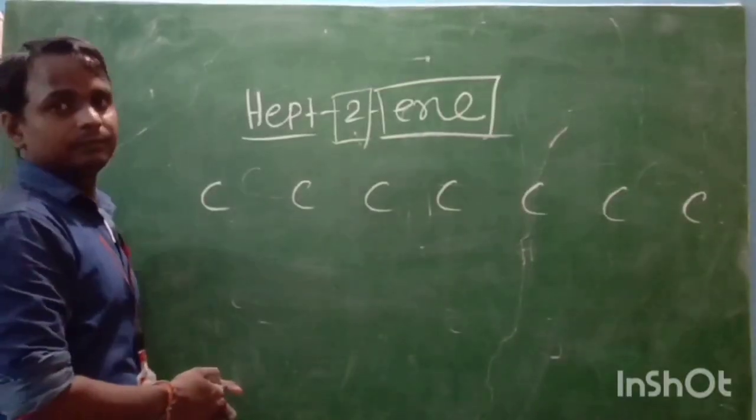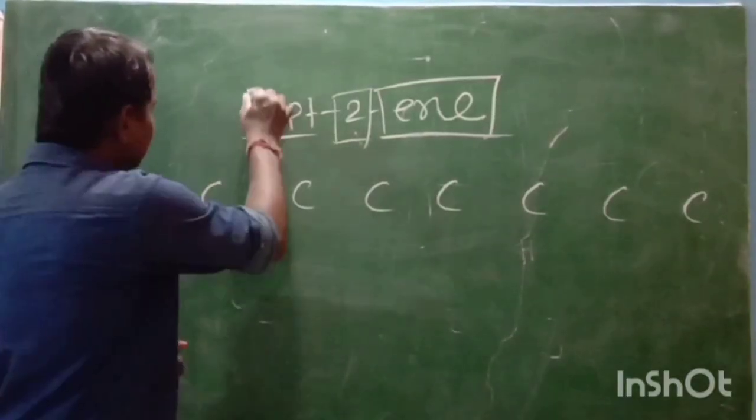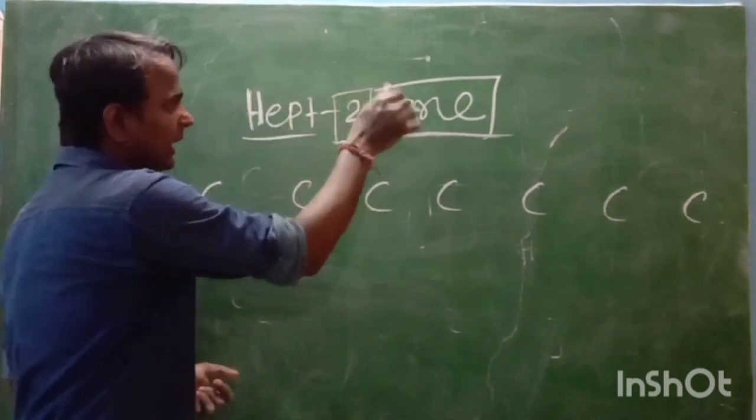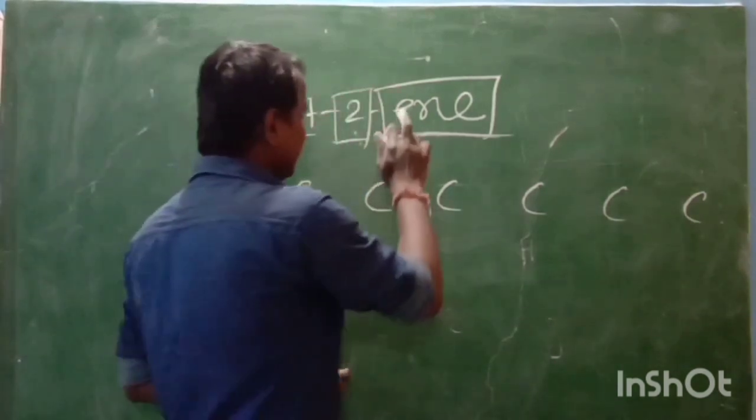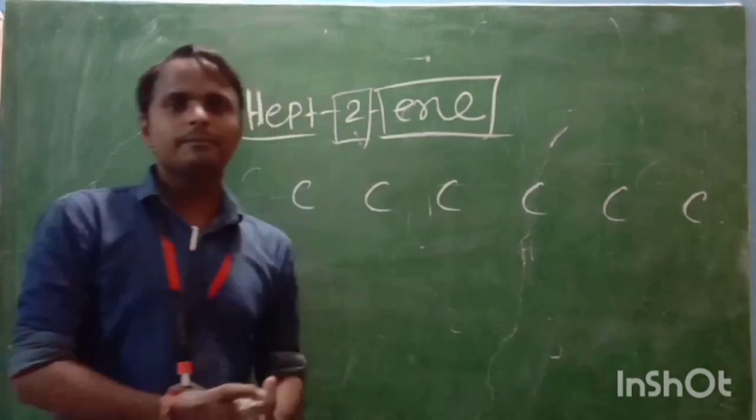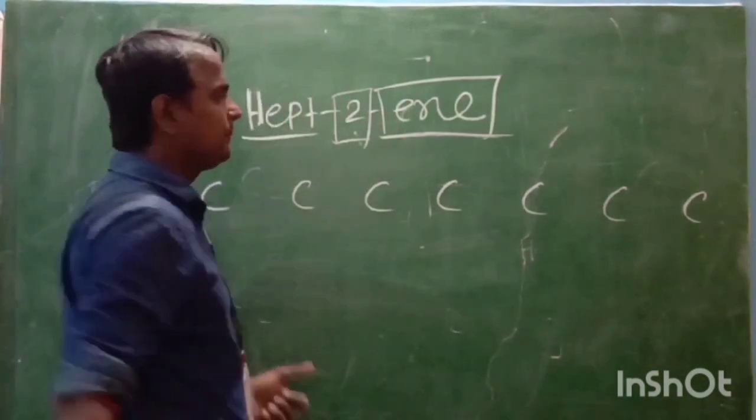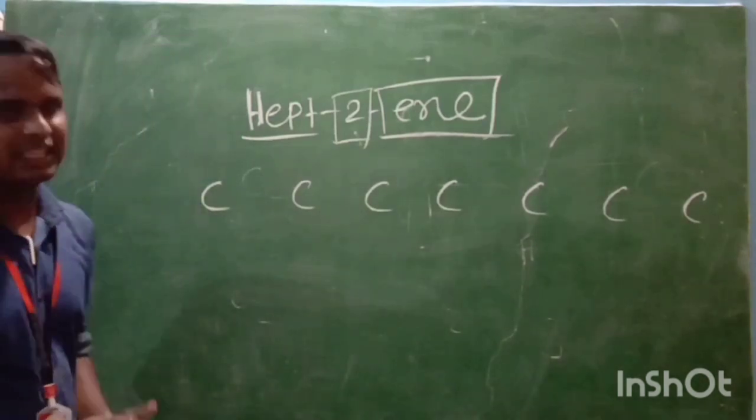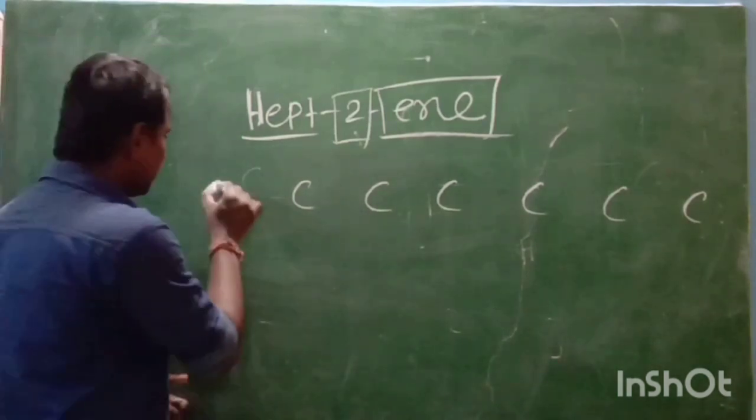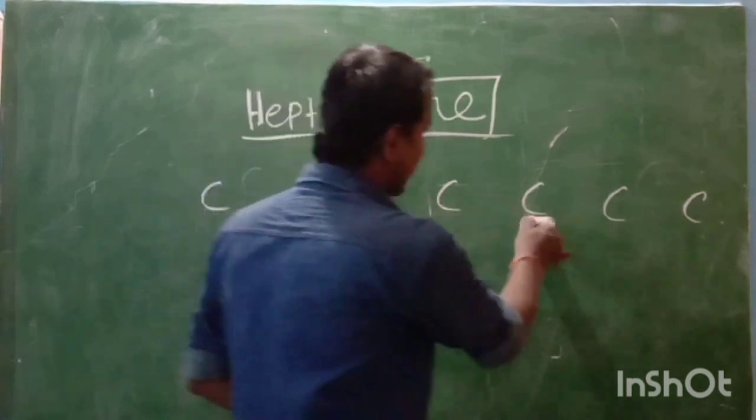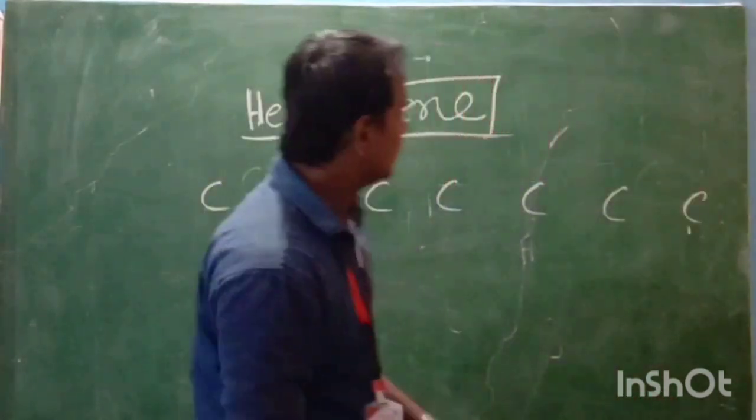Another example. What is this? This is hept-2-ene. The suffix is ene. Ene means it's an alkene, and the root is hept. Hept means the number of carbon is 7. So we write the first 7 carbons: 1, 2, 3, 4, 5, 6, 7.